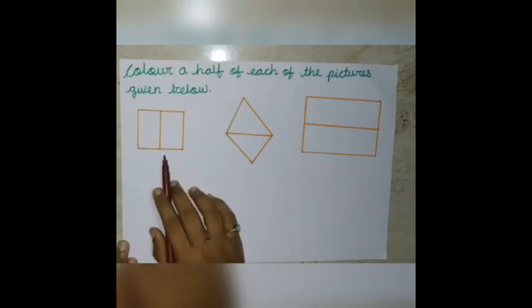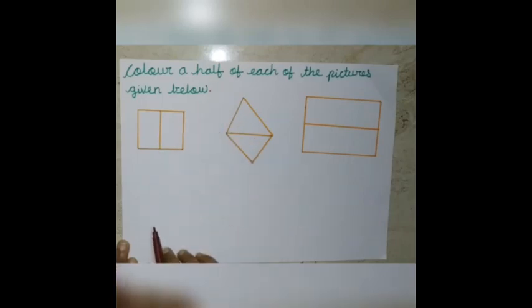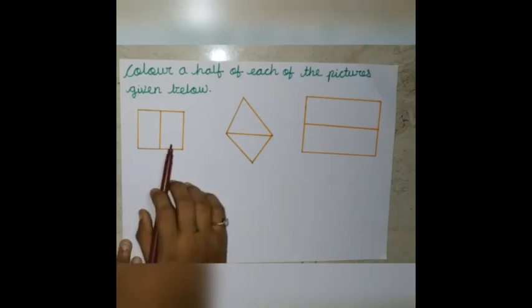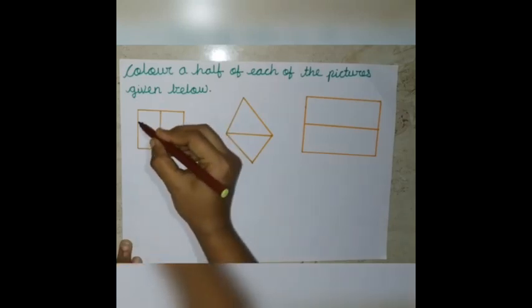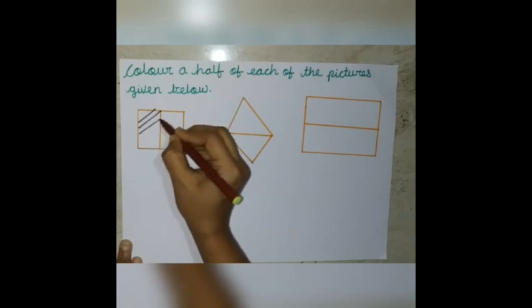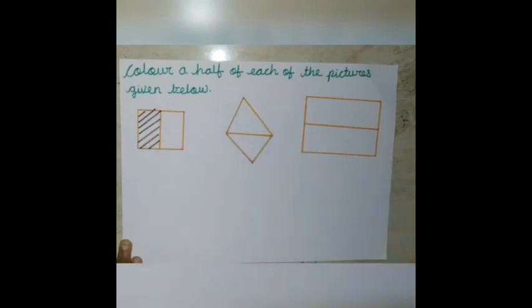Here you all can see one figure is there. We have to color a half part. So children, can you all tell me where we will color? Both the parts we are going to color? No, half means adha. Half part we will color. So children, I hope you all understood how to color half part.